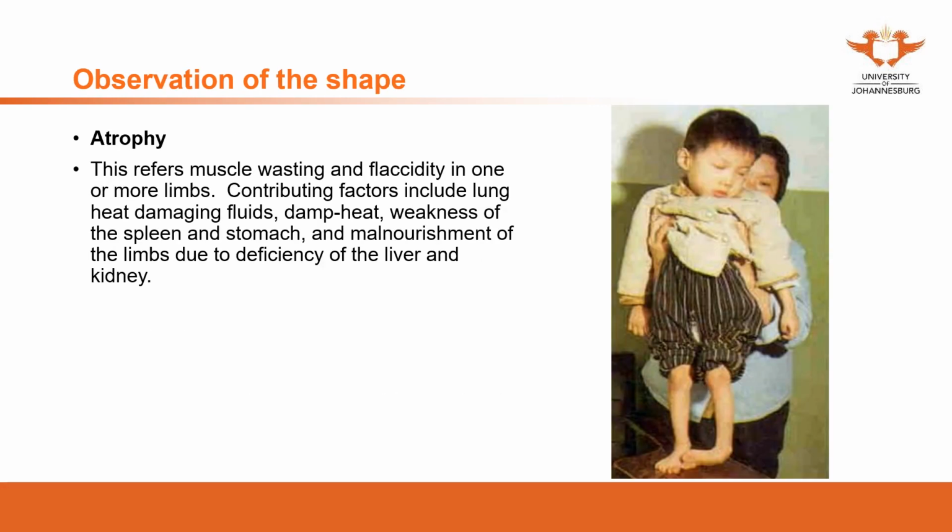First one, atrophy. Atrophy, you can see the patient's leg is much smaller than normal. And this patient cannot walk well. This is qi and blood deficiency causing malnourishment of the meridian, especially in the legs.